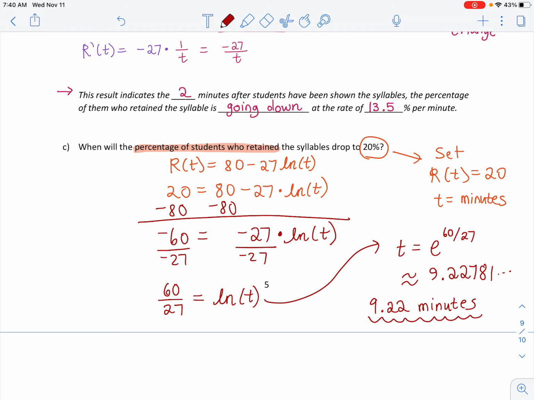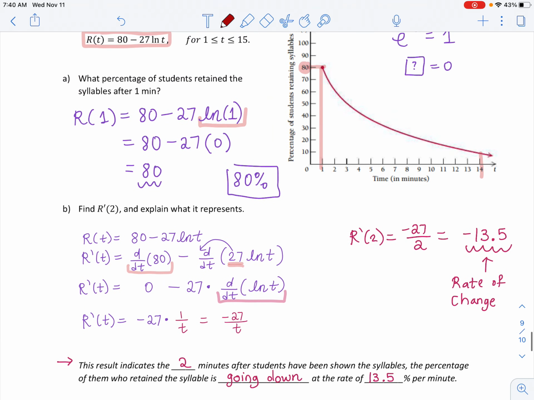Oh dear. All right, what I'm going to do is I'm going to check this answer by looking at the graph. So around 9.22 minutes, somewhere around here, we should see 20%. Oh, that's looking amazing.